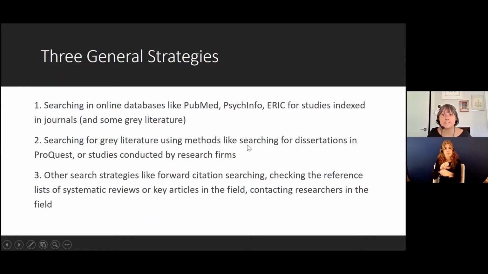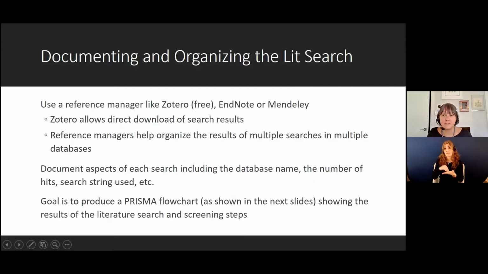Okay. Just a quick note on documenting and organizing the literature search. I think by now you understand that this is a very complex part of a systematic review and meta-analysis. So if you're not using a reference manager, use a reference manager. Zotero is one that's free. Some of us have access to EndNote or Mendeley. All of these reference managers allow you to download your search results and help you organize all the multiple searches you're going to be doing in a systematic review. You'll need to make sure you document aspects of that search, not only to keep track of it for yourself and to report it when you're publishing your systematic review and meta-analysis, but also to document it in a PRISMA flowchart, as I'm going to show you in a minute.